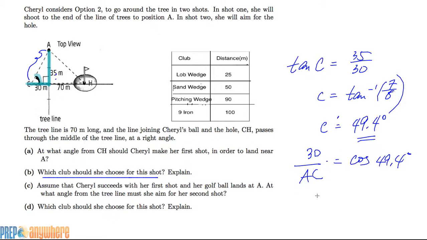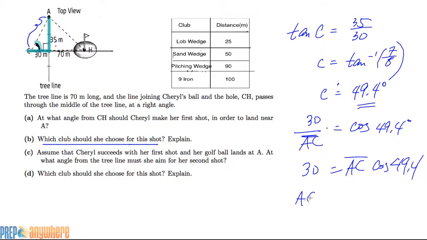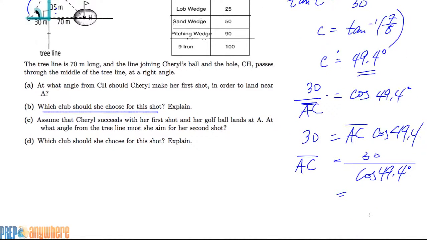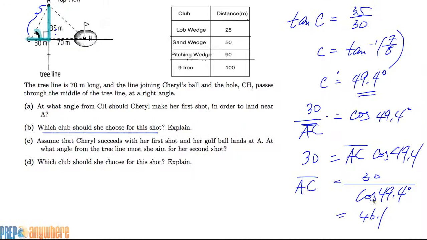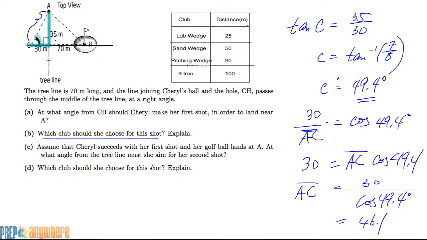So for AC, if you cross multiply, you get 30 is equal to the length of AC times cosine of 49.4. So AC must be 30 divided by cosine of 49.4, right? That gives you 46.1. But you could have also done it by the Pythagorean theorem. That's another option, right? So which one should you use to land nearest to A? Yeah, sand wedge, right?